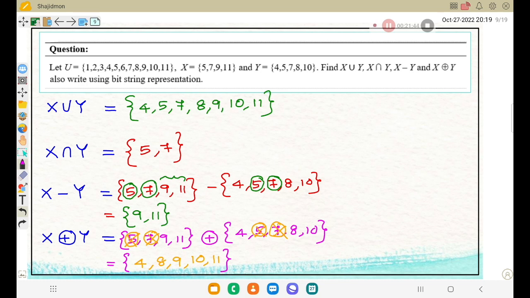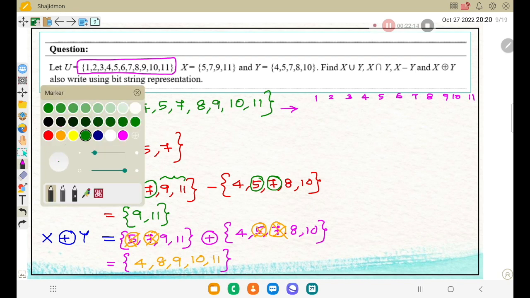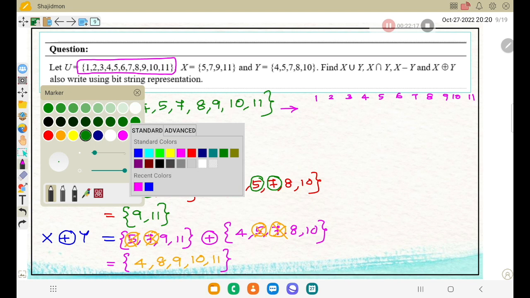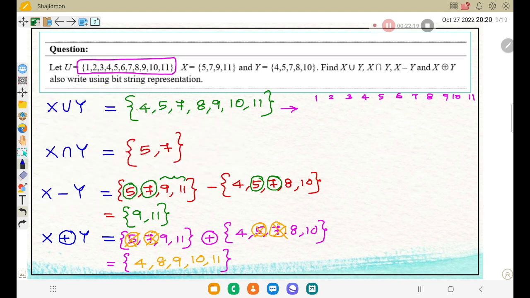Now all these answers we need to write using bit string representation. That is the next question. All the answers we need to write by using bit string representation. For example, x union y. How to write the bit string representation we can see first. Okay, first check the universal set. What is the universal set here? 1 to 11. So I am just marking here 1, 2, 3, 4, 5, 6, 7, 8, 9, 10 and 11. Correct?